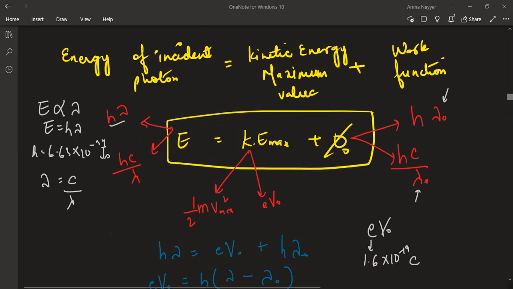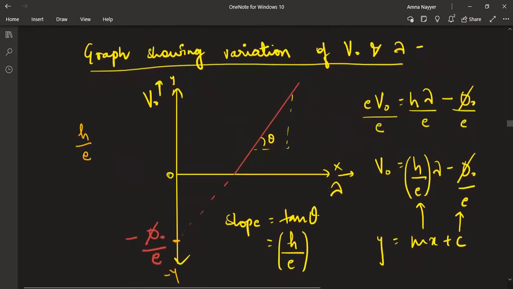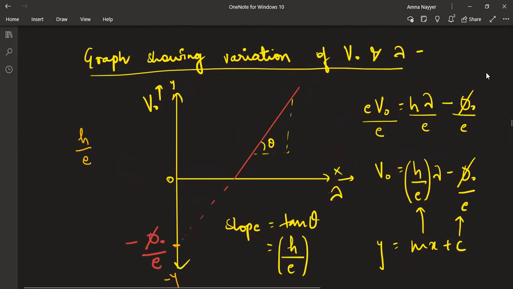Now, apart from this equation, we'll do questions on this. Then you have one graph. Mostly the plotting of this graph does not come. More than the plotting, numericals are asked on this, or to identify what is minus phi naught by e, what is the y-intercept, what is the slope. So in this equation, e V naught is equal to h nu minus phi naught. If we divide it by e, the electronic charge, we get V naught is equal to h by e nu minus phi naught by e. When you compare it with the main equation, y is equal to m x plus c, you will notice that h by e becomes the slope.